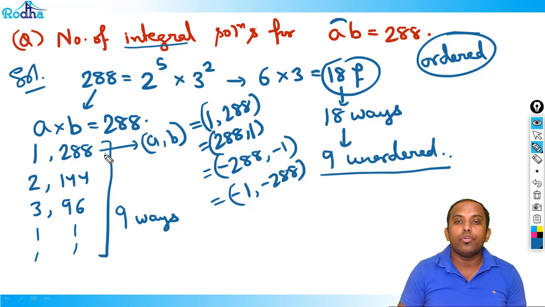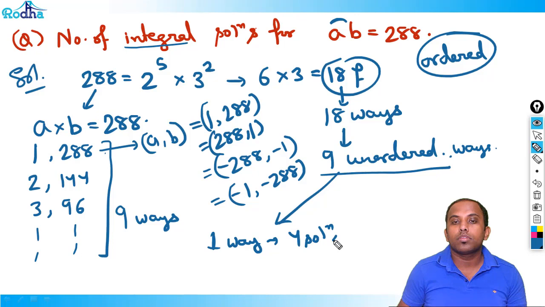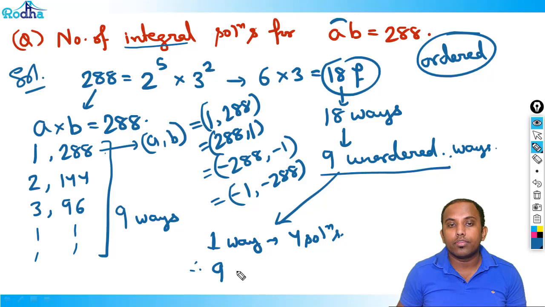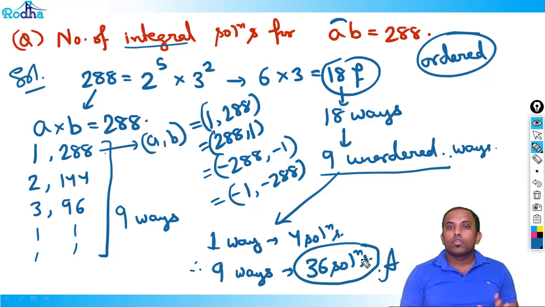So for one way, we have 4 solutions. So for the total 9 unordered ways, how many solutions will we have? We will have 36 solutions. This is the answer for this question, 36 solutions. Got the funda? This funda of ordered and unordered. Okay. Now understand a little bit, we'll take it to a higher level now.